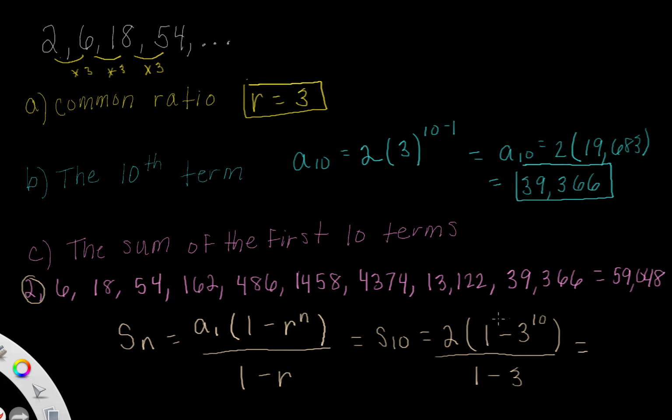When you put this in your calculator, you do end up with 59,048. I'm going to run out of room here, which is why I'm not going to go through and do it individually. But 3 to the 10th power is 59,049, and 1 minus that would be a negative 59,048, times a positive 2, divided by a negative 2. You end up with a positive 59,048.